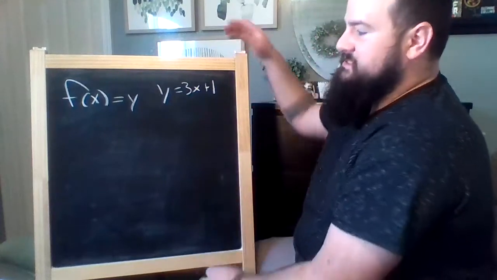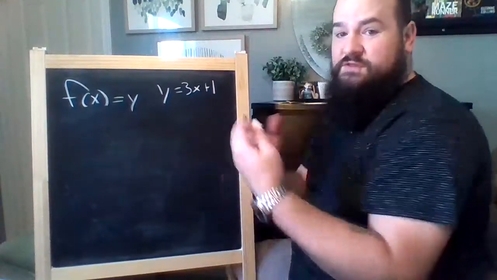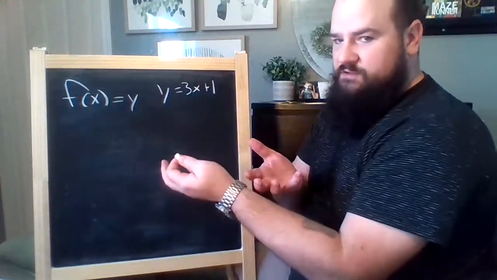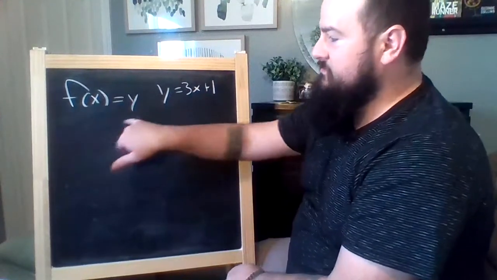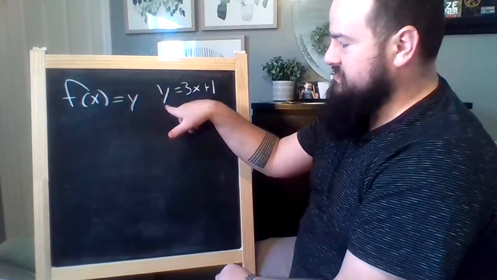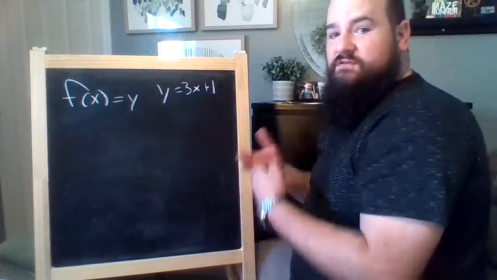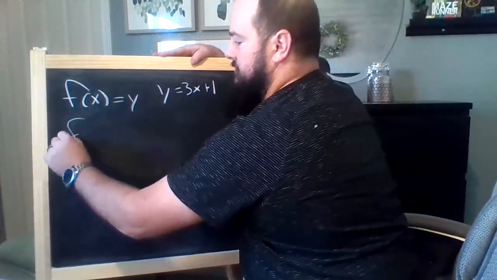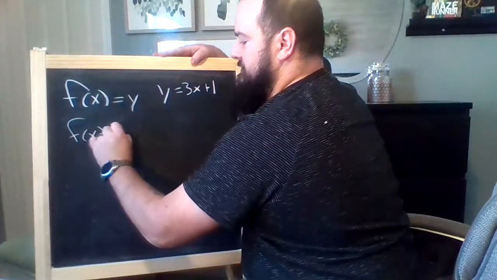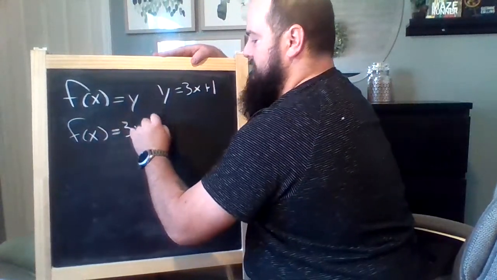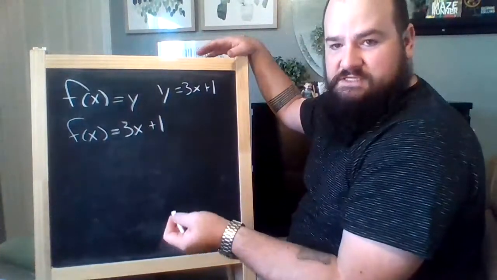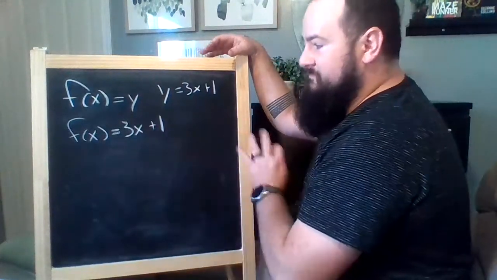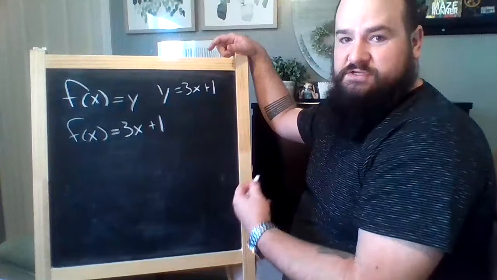What's also nice about this is equals, right? If two things are equal, I can replace one for the other. So if f of x equals y, I can just replace this y with f of x, giving us our symbolic form of this function using function notation. f of x equals 3x plus 1. Easy enough, right? So that's our basic idea of how to write a function in function notation.